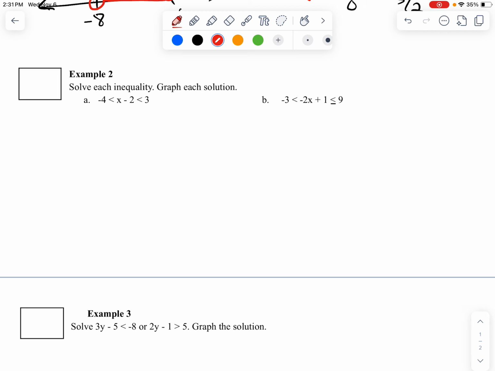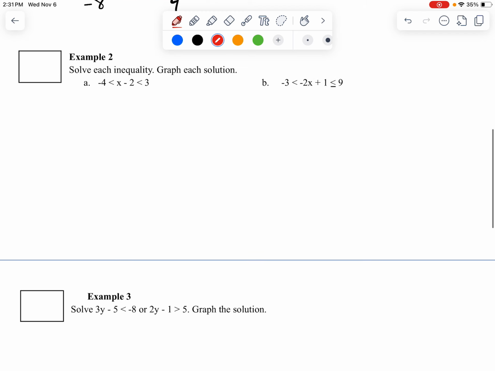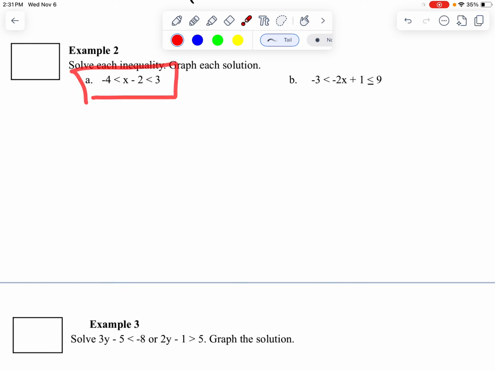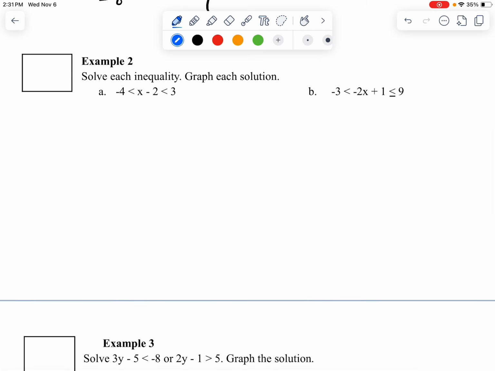Next, we can solve compound inequalities as well. In this case, I'm just going to rewrite it because it makes it easier for me to show my work. X minus 2, and then 3. So if we think about this, ignore these sides for just a minute and think about what I would do in a normal equation if I was trying to get x by itself.